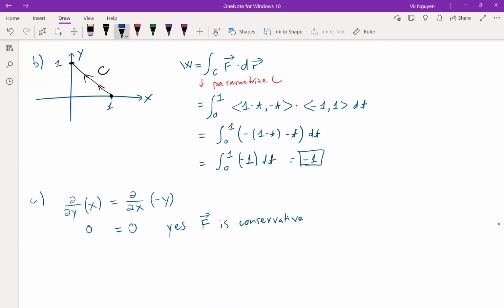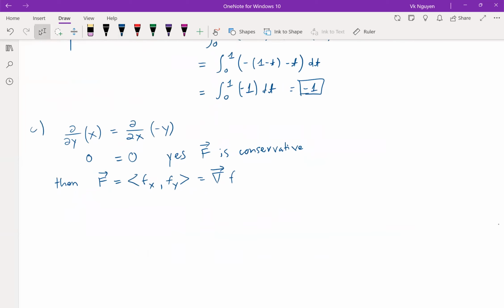But if F is conservative, then F equals (f_x, f_y). It's the gradient vector of some scalar function f. From here, we can use integration to figure out what f is.